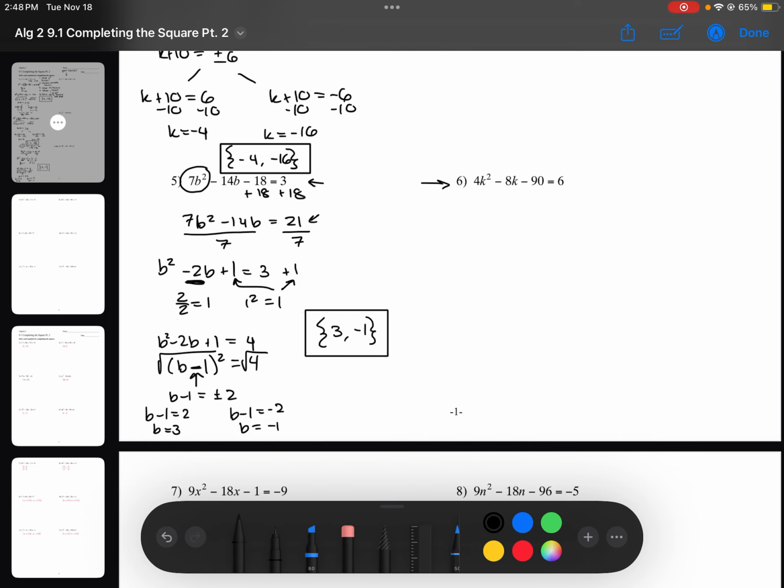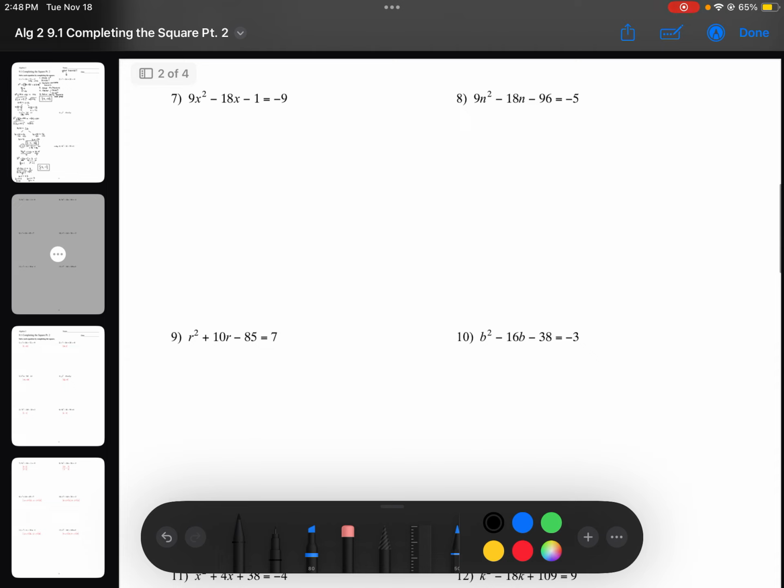All right, so 6 is going to be very similar. I'm guaranteeing you guys that you are going to get whole number answers for 6 over there, integer answers. Move over the 90 first, and then divide everything by 4 for that one. For 7, however, I'm going to show you guys a couple examples. These ones, 7, 9, 11, these are definitely trickier examples. 7 and 8, you are going to be dealing with fractions.